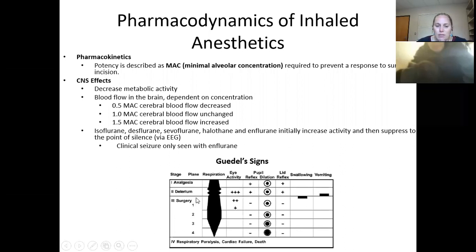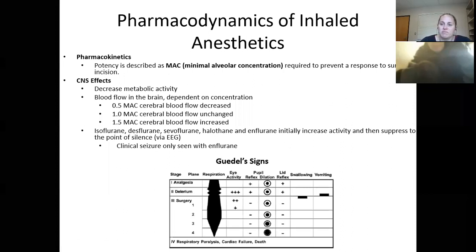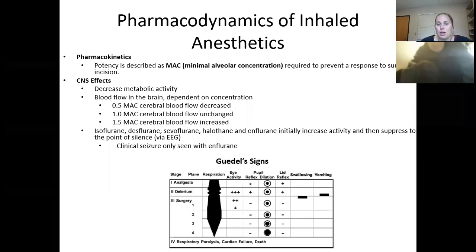Now during surgery itself, there are 4 stages within that. You can see the alterations in respiration during surgery, in that first part of the stage. You have a large amount of eye activity, the absence of the pupillary reflex, and then as you progress through that surgical stage, you can see an increase in pupillary dilation, but also a loss of lid reflex. So again, this is just one way in which the progression through the anesthetic effects is characterized over time, as the body responds to those anesthetics in different ways.